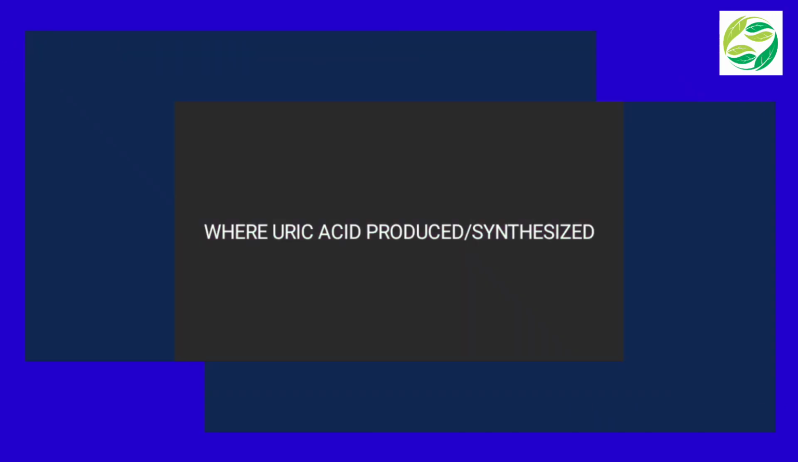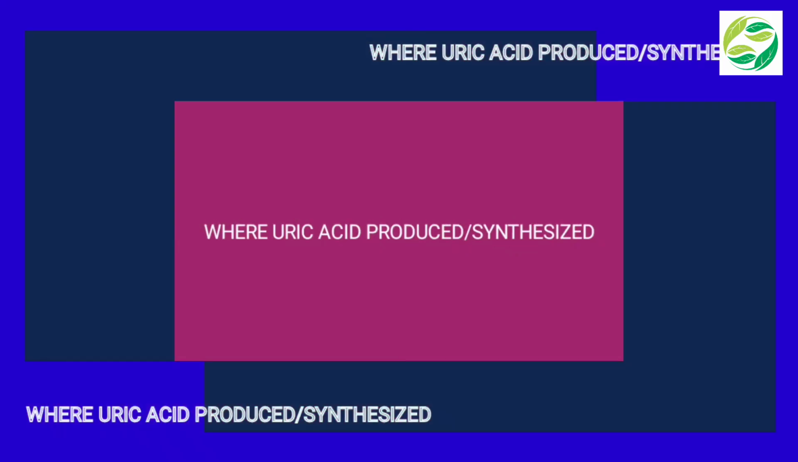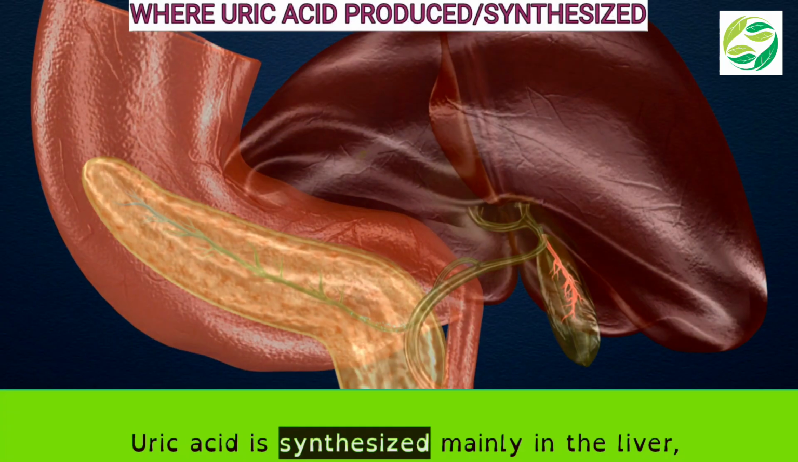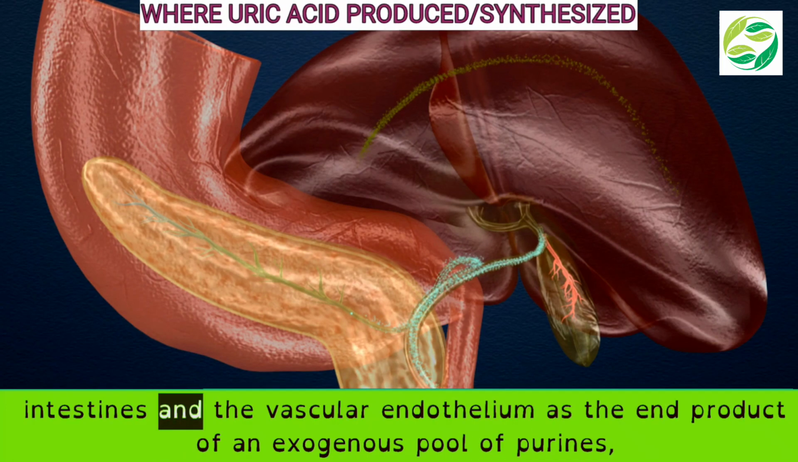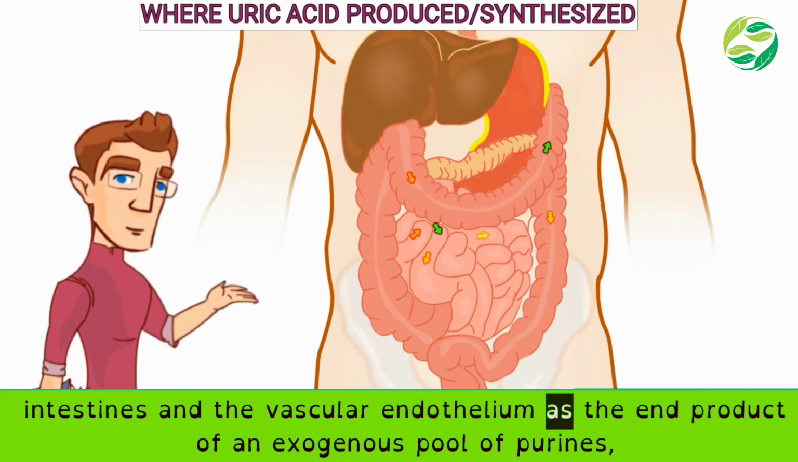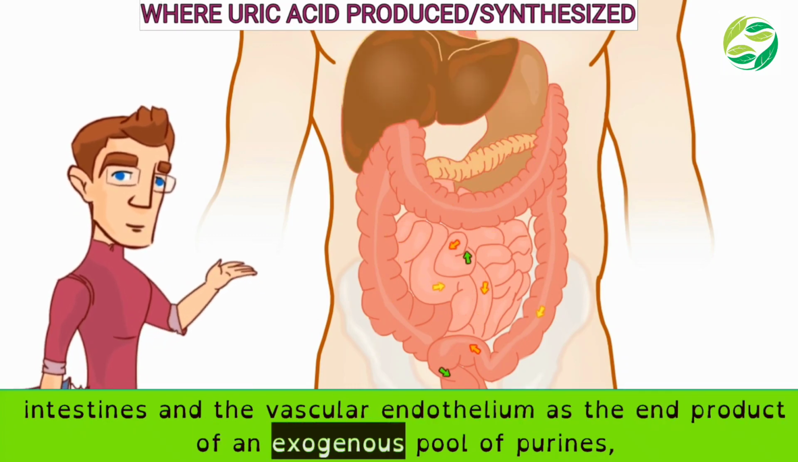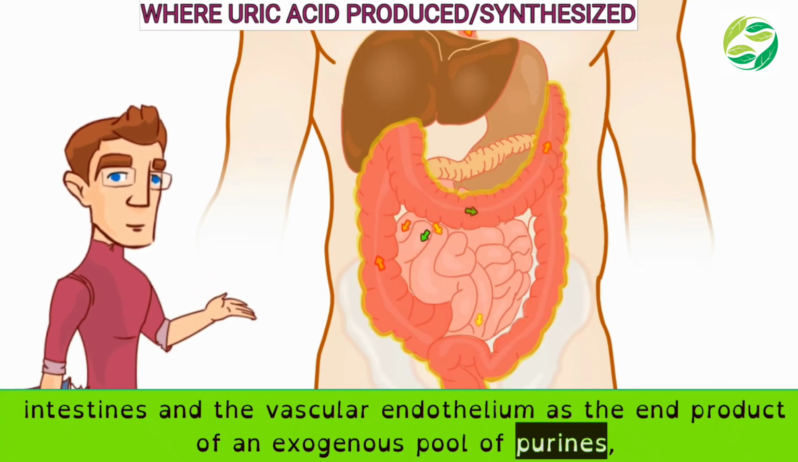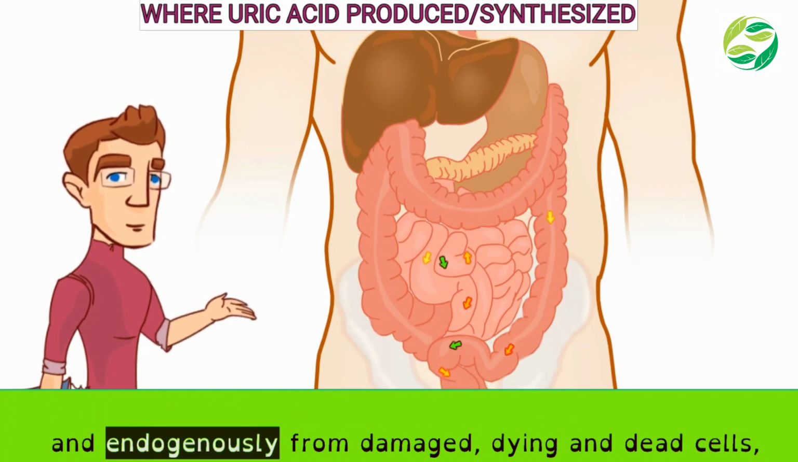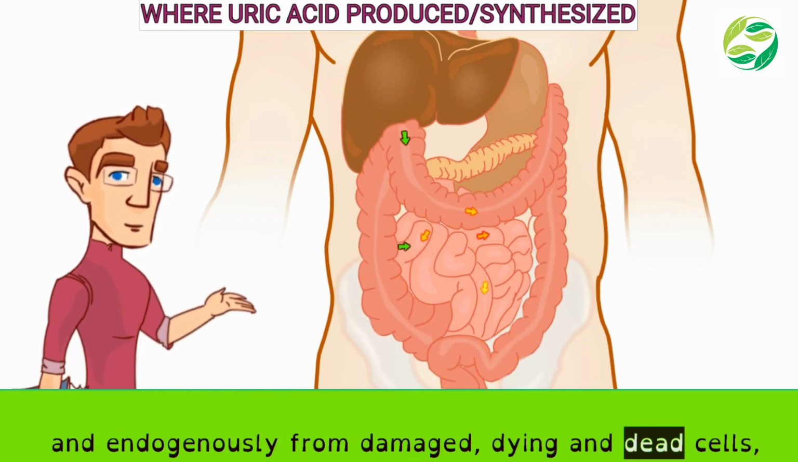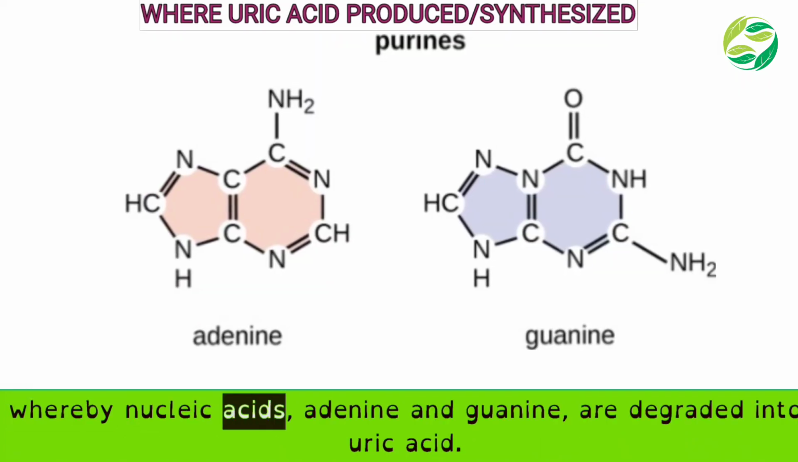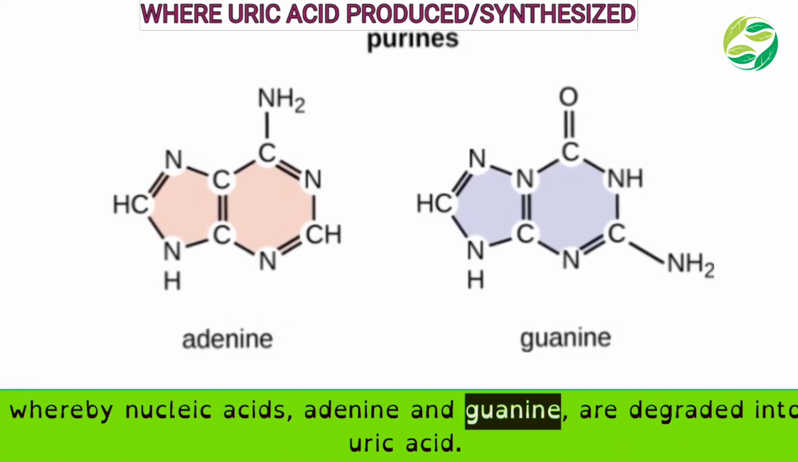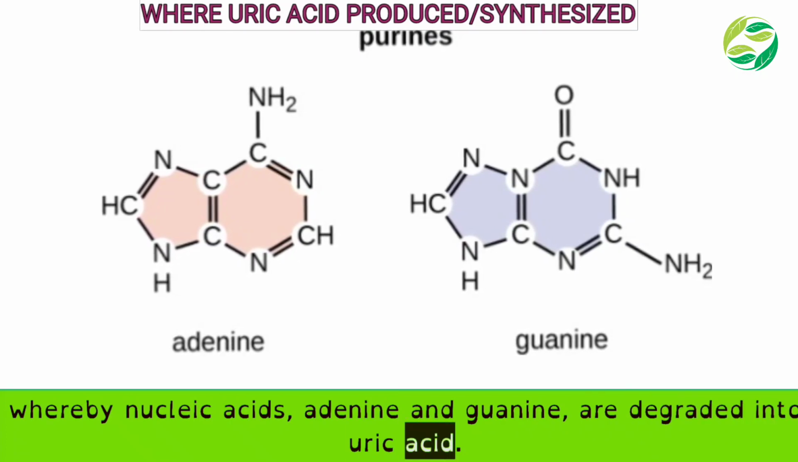Where is uric acid synthesized? Uric acid is synthesized mainly in the liver, intestines and the vascular endothelium as the end product of an exogenous pool of purines, and endogenously from damaged, dying and dead cells, whereby nucleic acids, adenine and guanine, are degraded into uric acid.